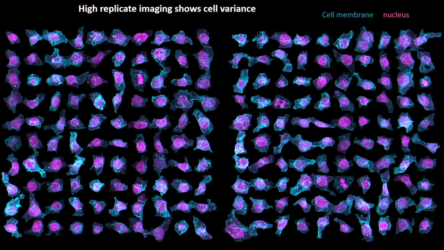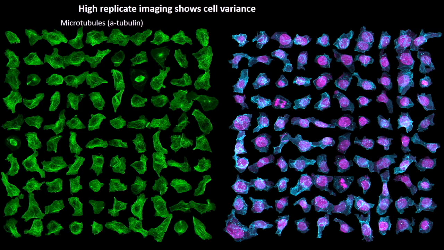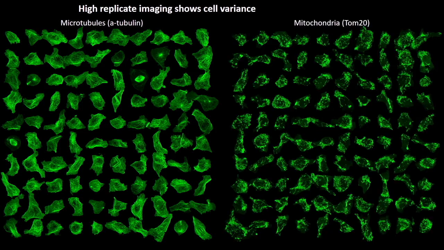And if we take these segmented cells and we put them all next to one another, the first thing that you can see that's quite striking is the amount of variance, the big variation between individual cells. This is true for the nucleus and cell membrane, for the cell shape, but it's also true if you look at the individual structure. And here I'm showing you 2 examples, one of microtubule and the other one of mitochondria.